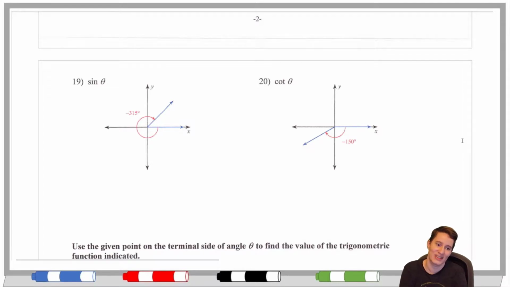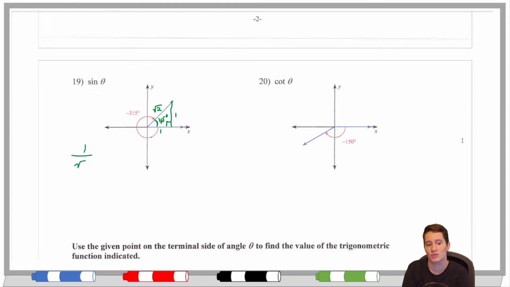Good. So that means that for this negative 315, the angle right here is a 45-degree angle. So that is the other kind of special right triangle, a 45, 45, 90. 1, 1, square root of 2. Okay, so sine theta here of 45 is opposite over hypotenuse, which is 1 over the square root of 2, which we will rationalize and get square root of 2 over 2.